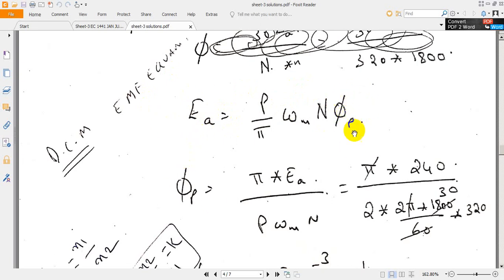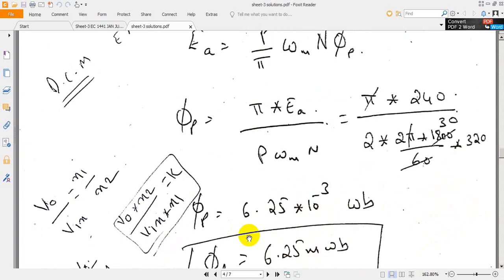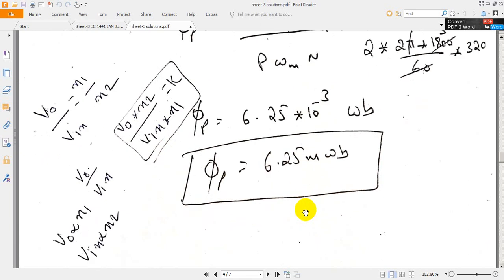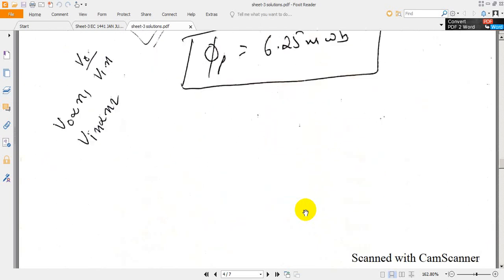Now we need to calculate the flux per pole. So flux per pole is equal to pi into EA divided by P by omega into N. Substitute the value of EA, 240, the EMF generated, divided by number of poles 2, omega is the mechanical parameter 2 pi n by 60, where n is the speed in rpm, and the number of turns is given as 320. Flux per pole will be 6.25 into 10 to the power of minus 3 Webers, or on conversion we can write it as 6.25 milli Webers. Very simple problem.